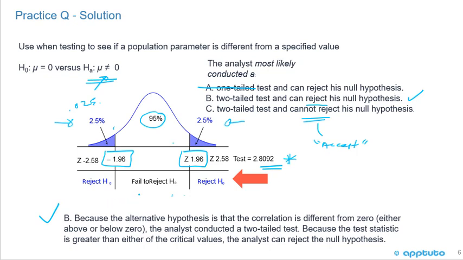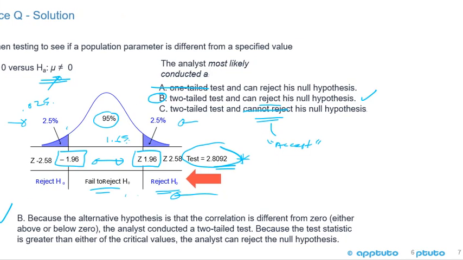If the test statistic, if you calculate it and it fell between negative 1.96 to 1.96, let's say the test statistic was 1.65, then we would fail to reject. But they gave us the test statistic. It was 2.8092, so that's why I like my little graph. We draw it, we can see it's to the right of the critical value. Because it's to the right of the critical value, we reject his null hypothesis. So B is correct and C is incorrect.